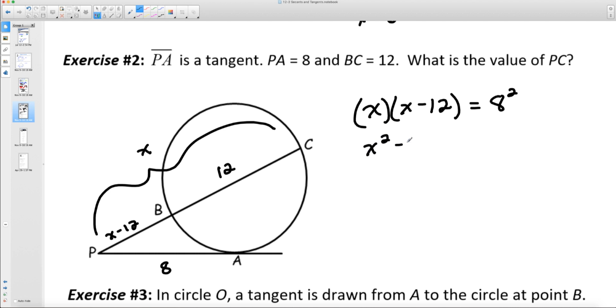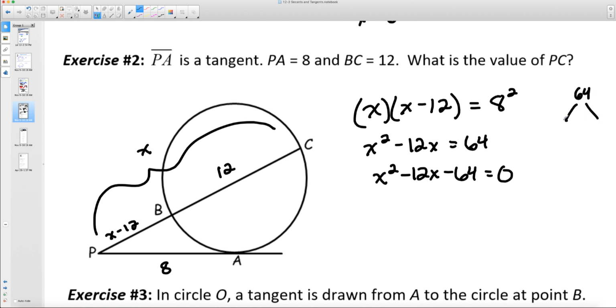Multiply it out. x squared minus 12x equals 64. Set it equal to 0 because it's a quadratic. Now we're going to factor and solve. So we need to think about what multiplies to 64 but adds to negative 12. Actually, what multiplies to negative 64 and adds to negative 12. That's going to be negative 16 and a positive 4.